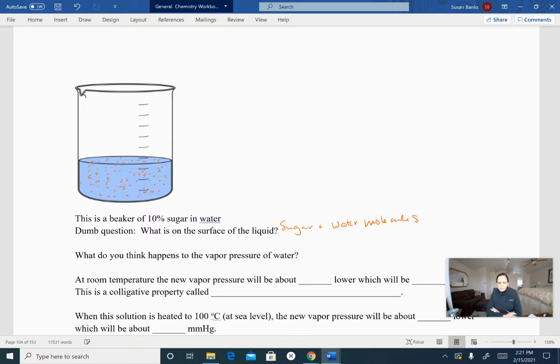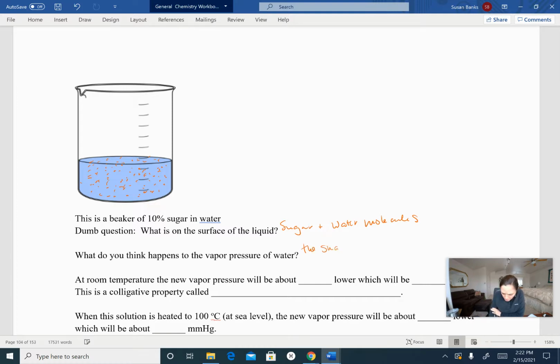Okay, so what do you think happens to the vapor pressure of that water now that I've got sugar molecules and water molecules at the surface? Think about that for a second. Okay, do you think that some of those sugar molecules might get in the way of all the molecules of water actually evaporating? They do. So the vapor pressure goes lower.